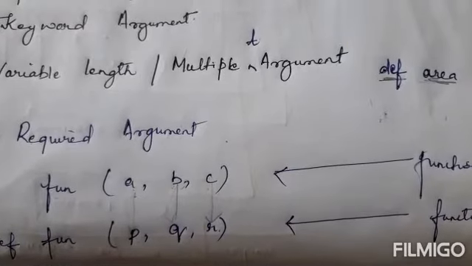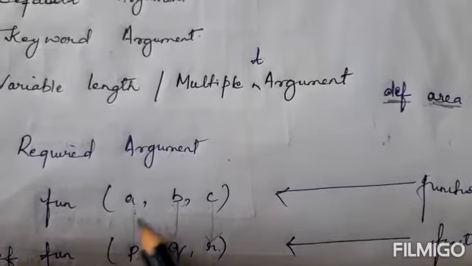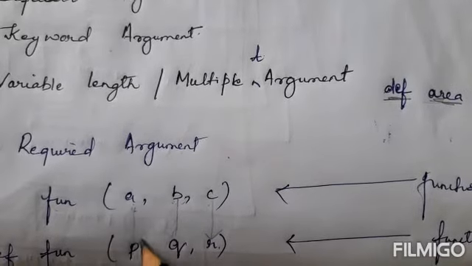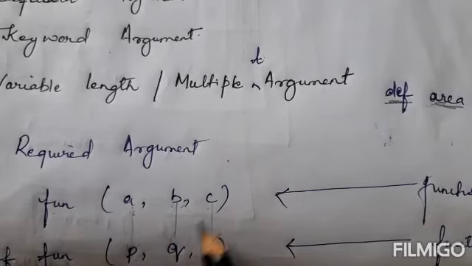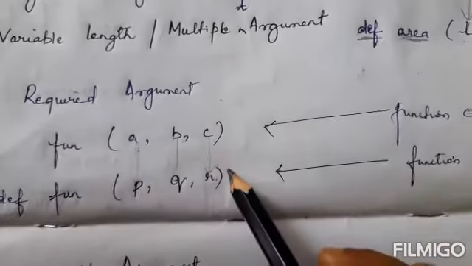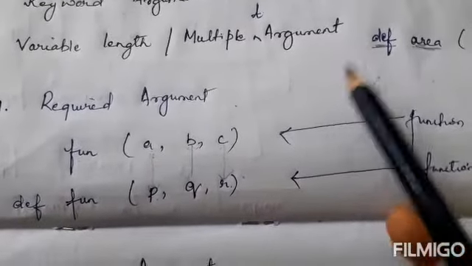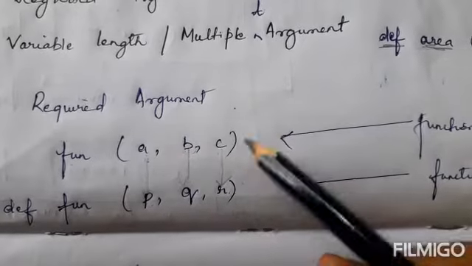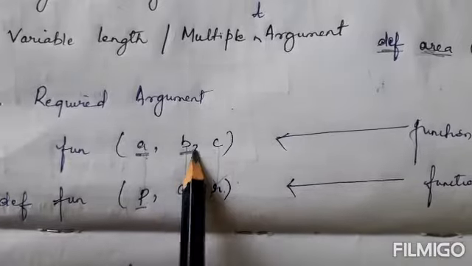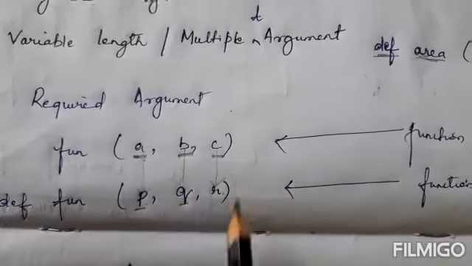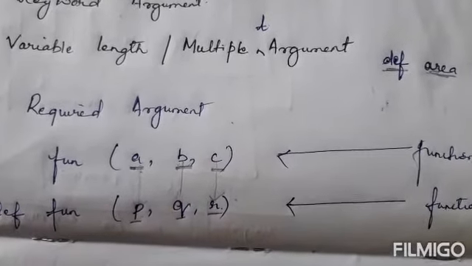As simple as that. And likewise, we also have to follow the same order, the same sequence. That means the a value will be assigned to p, not q or r. B likewise will be assigned to q and c will be assigned to r. So this is the meaning of your required argument or positional argument, because we pass the parameters based on position. Position number 1 goes to position 1 here, position 2 to position 2, position number 3 to position number 3. That's it. This is a very simple concept.